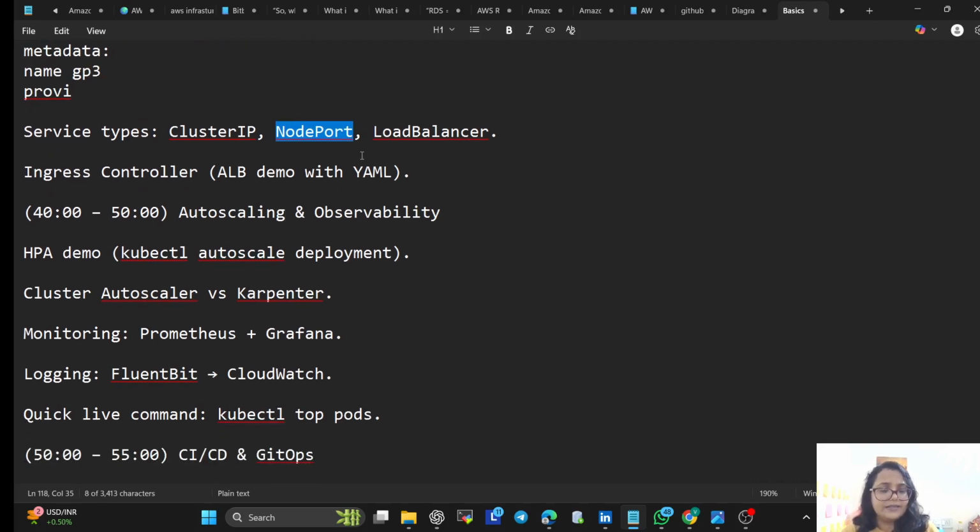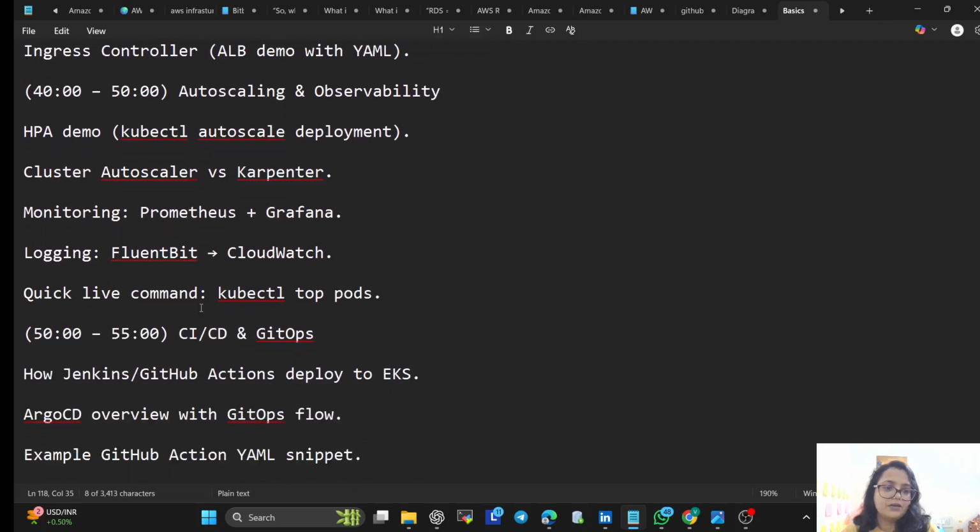auto scaling, that we will discuss when I do the practical. Auto scaling and observability. So in auto scaling, two types of auto scaling are there: horizontal pod autoscaling and vertical pod autoscaling. So horizontal pod autoscaling scales pods based on the CPU and memory, and one will be cluster autoscaler that will scale EC2 worker nodes, and one will be Karpenter that is the next generation autoscaler, faster. And for monitoring purpose, we use Prometheus and Grafana. And logging will be like Fluent Bit with CloudWatch for central logging, and that demo like kubectl top pods.